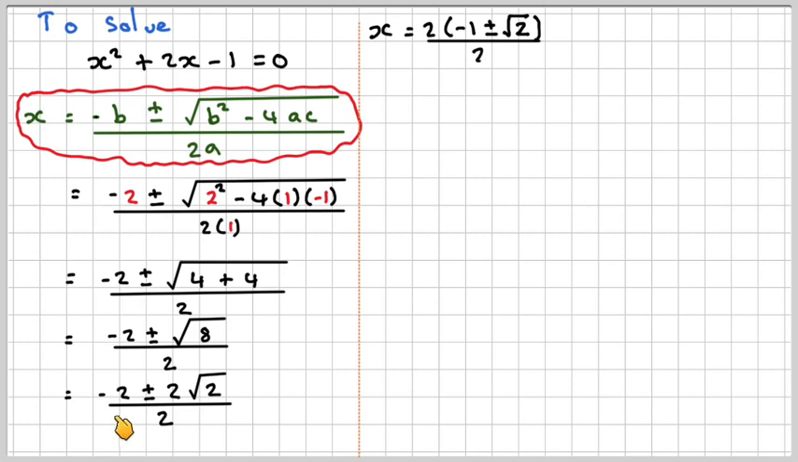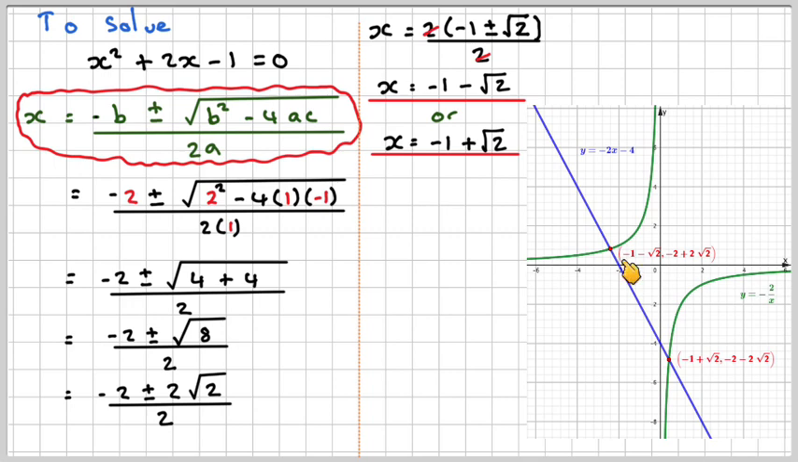Now, there is a common factor in the numerator of 2, so if we take that out, we get 2 times minus 1 plus or minus root 2, all over 2. So the 2s will cancel, and we're left with our two answers, minus 1 minus root 2 or minus 1 plus root 2. And here is a graph with those points labelled.